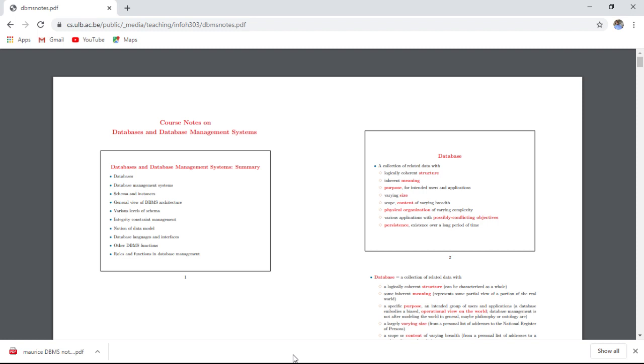So we pick them one by one. Database. What do you mean by database? It's a collection of related data with logical, coherent structure. Listen carefully. It is a collection of data, or related data, that deals with logical, coherent structure.